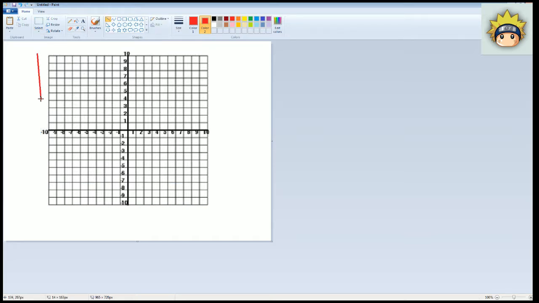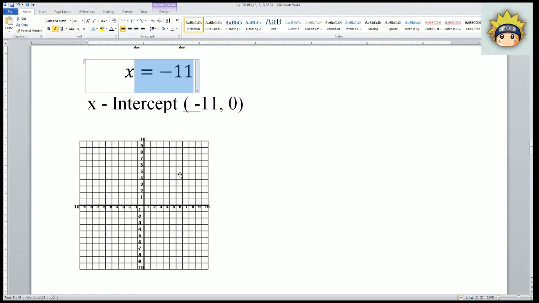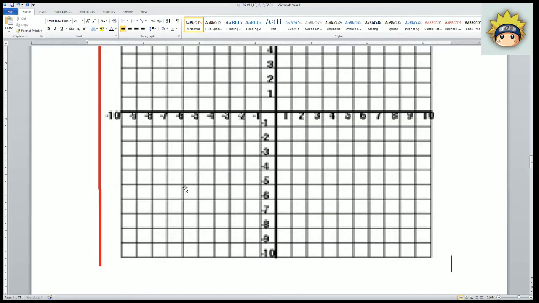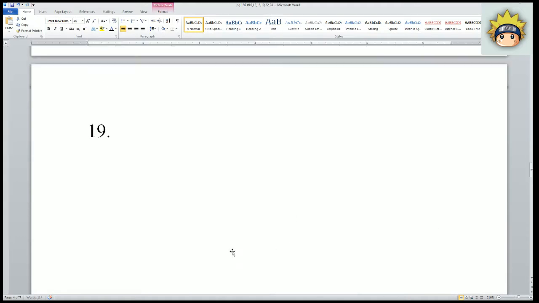So negative 11 should fall right about here. Because this is negative 10, negative 11 would be right there somewhere. It's not the best graph because the graph only shows up to 10, but I think you get the idea. There you go.